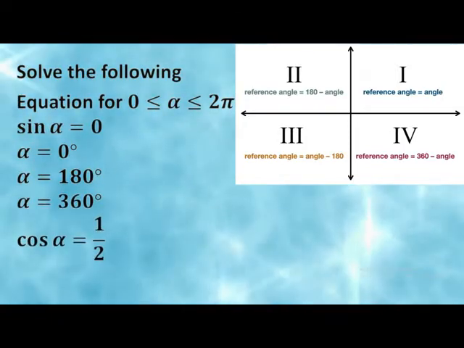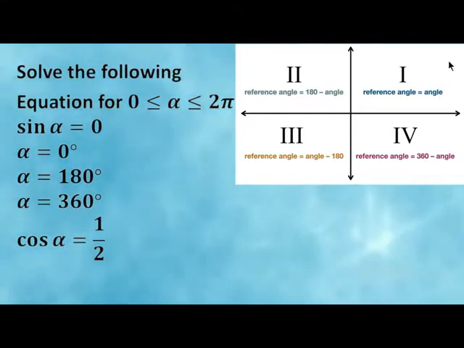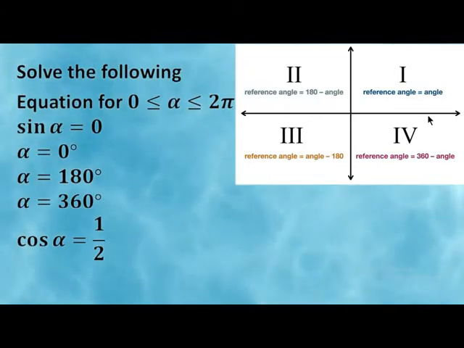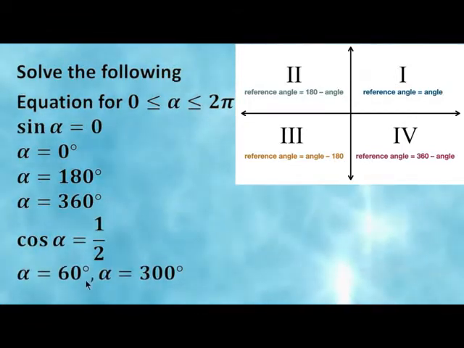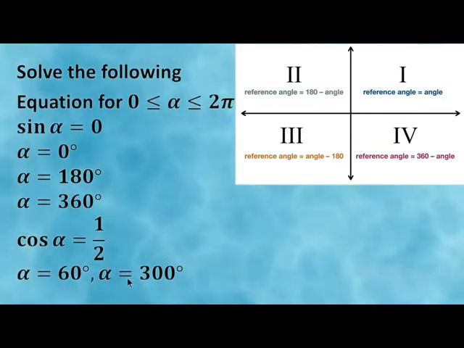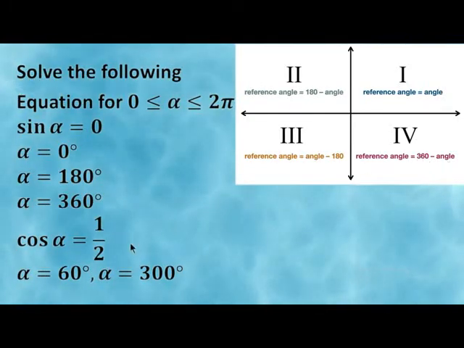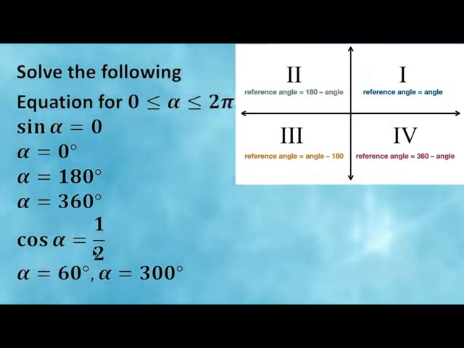How about the value of alpha if cosine alpha equal to half? We know that the value of cosine alpha is positive, and the positive value of cosine is in the first quadrant and at the fourth quadrant. The first quadrant, the value of positive a half equal to 60 degree, and at the fourth quadrant, the value of cosine equal to half equal to 300 degree. Why 300 degree? Because the fourth quadrant reference angle equal to 360 minus the angle. We choose the angle 60. So 360 minus 60 equal to 300.